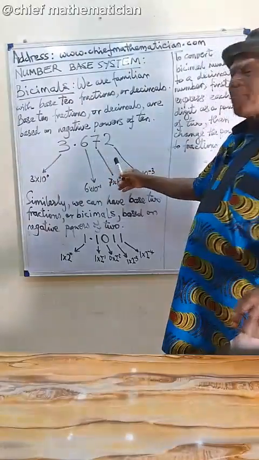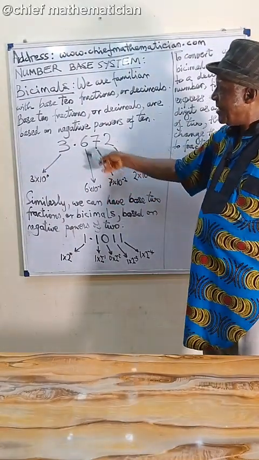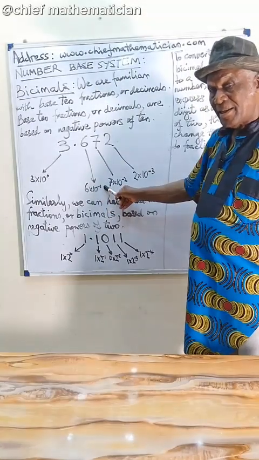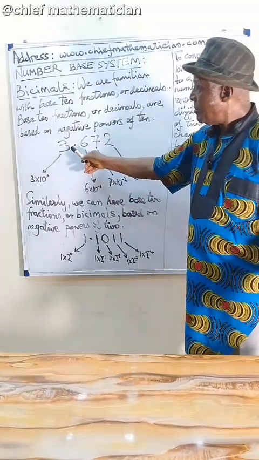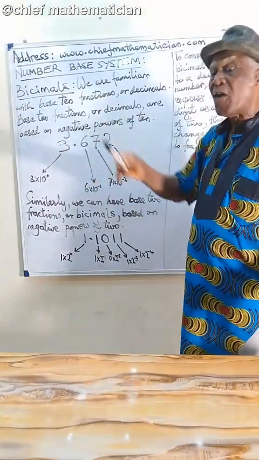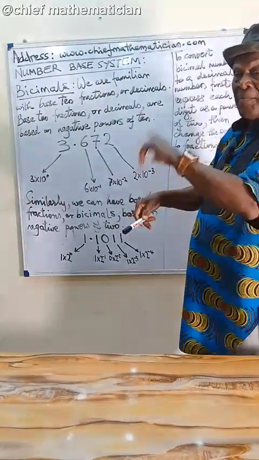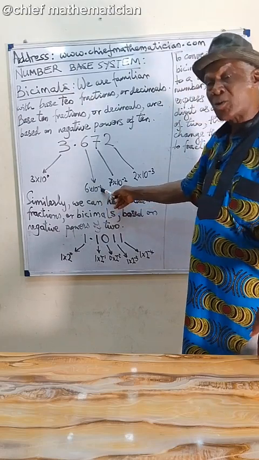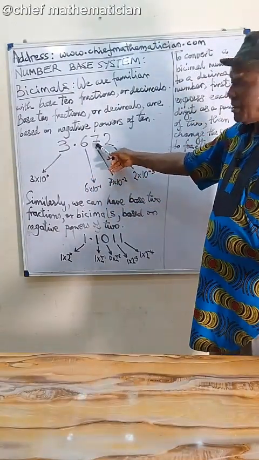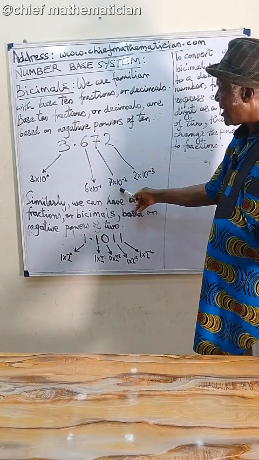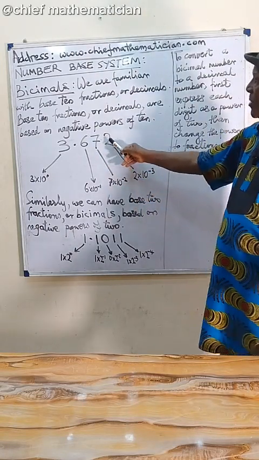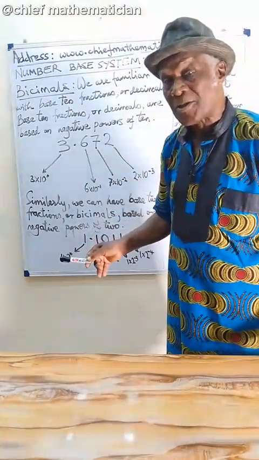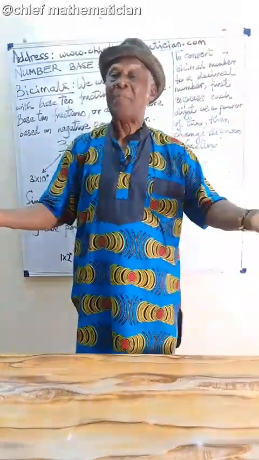Now when you come to the decimal part, this 6 is 6 times 10 to the power minus 1, because 0.6 means 6 over 10. 6 over 10, remember our indices, is the same thing as 6 times 10 to the power minus 1. If you go to 7, it means 7 times 10 to the power minus 2. You go to 2, it means 2 times 10 to the power minus 3. That is their positions in base 10, which we are familiar with.